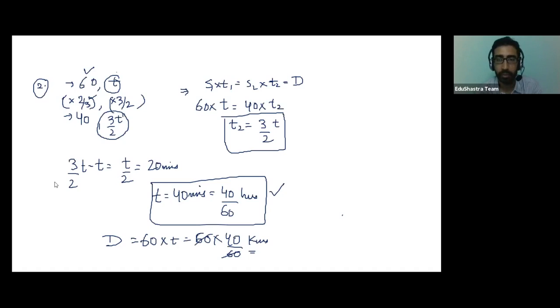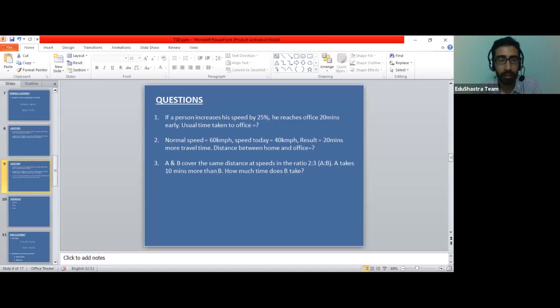And question number 3 was also very similar. And yeah, since you didn't have a problem, I'll jump to the next question. So all I want to say is we will keep talking about manipulation of ratios and using ratios to solve faster.